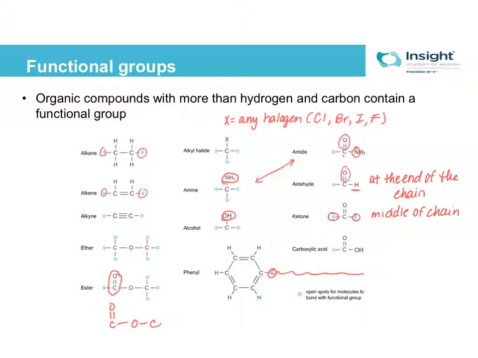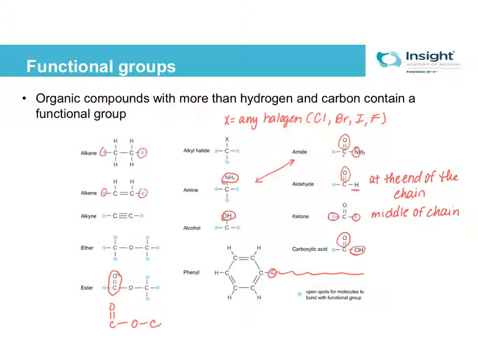And then a carboxylic acid is kind of like a cross between a ketone and an alcohol. So on the same carbon, you're going to have an OH group and a double bonded oxygen.